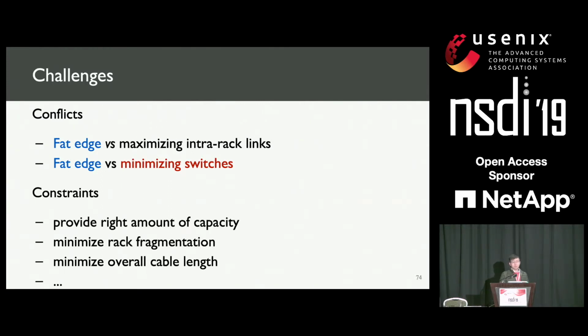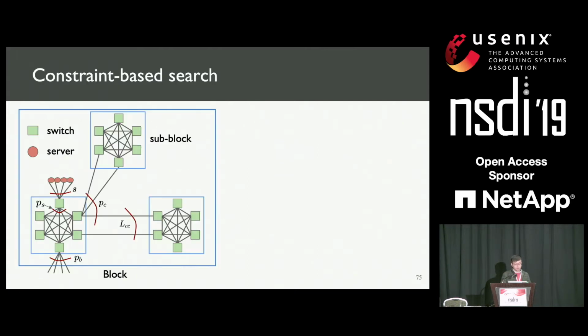The problem is even more challenging considering other constraints in topology design. For example, we want to provide just enough capacity. Also, we want to minimize rack fragmentation, and we want to minimize overall cable lengths, and so on. Our solution is a constraint-based search.